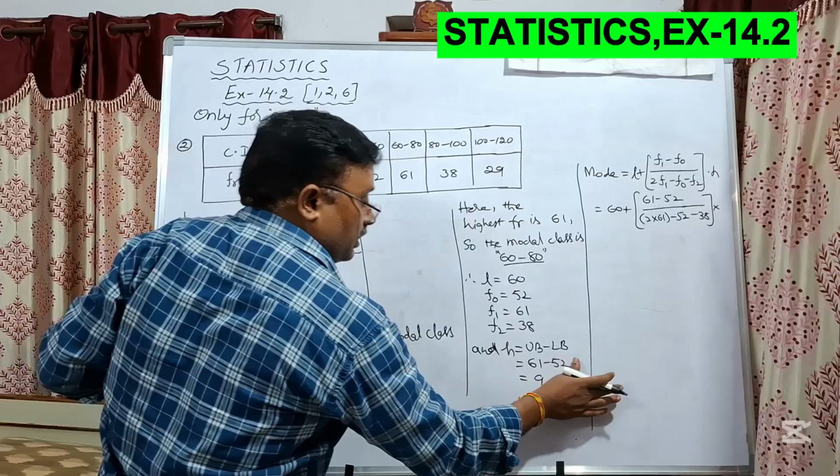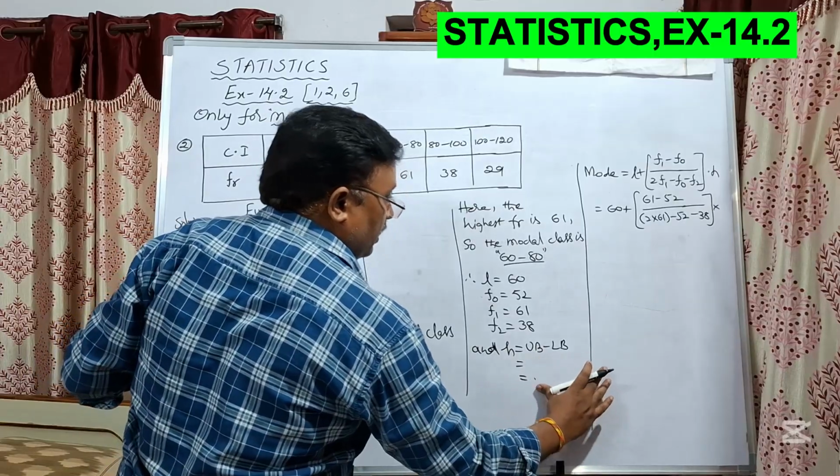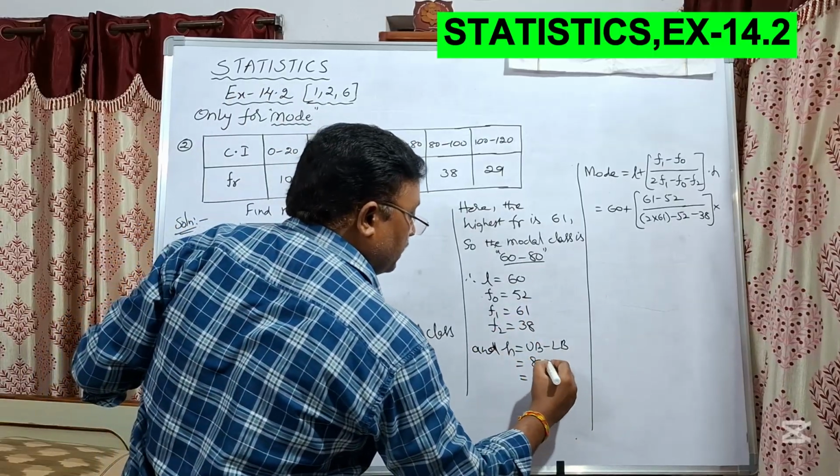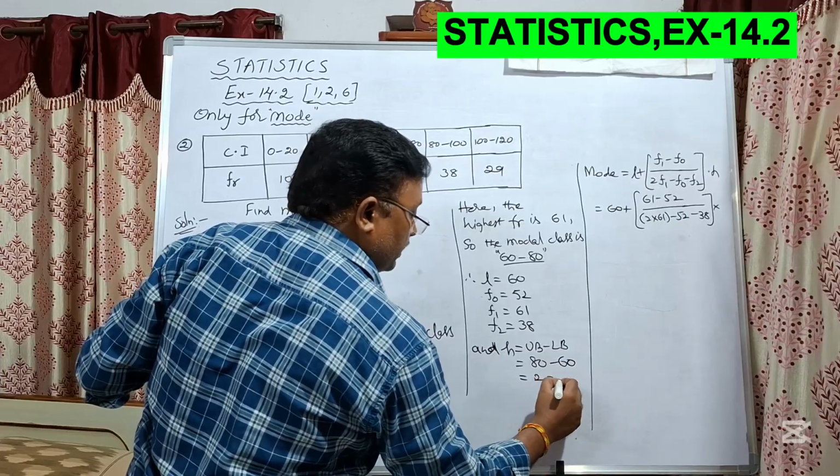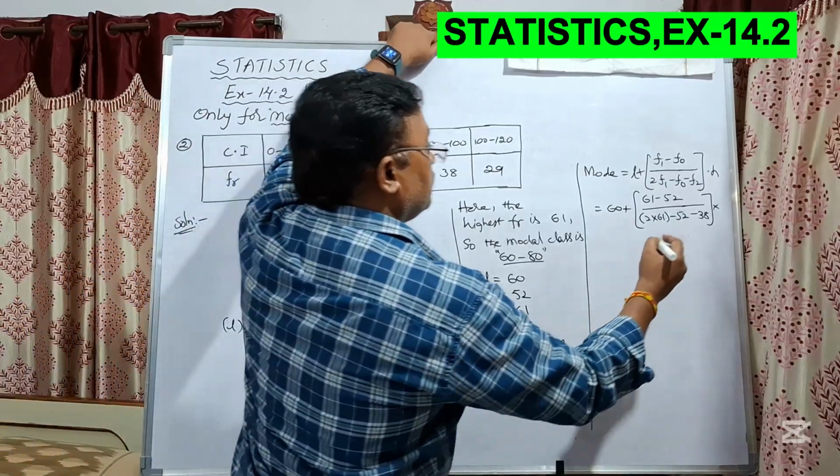upper boundary minus lower, sorry, I did a wrong calculation here. Upper boundary minus lower boundary, 80 minus 60, that is 20. Got it? So that value is 20 here.